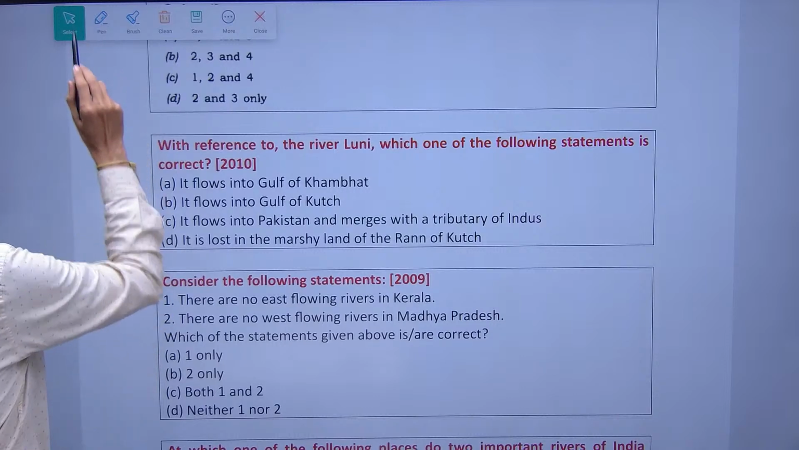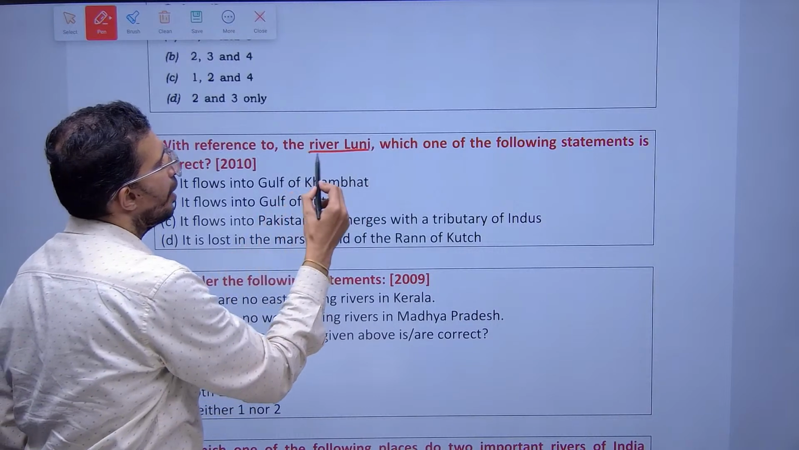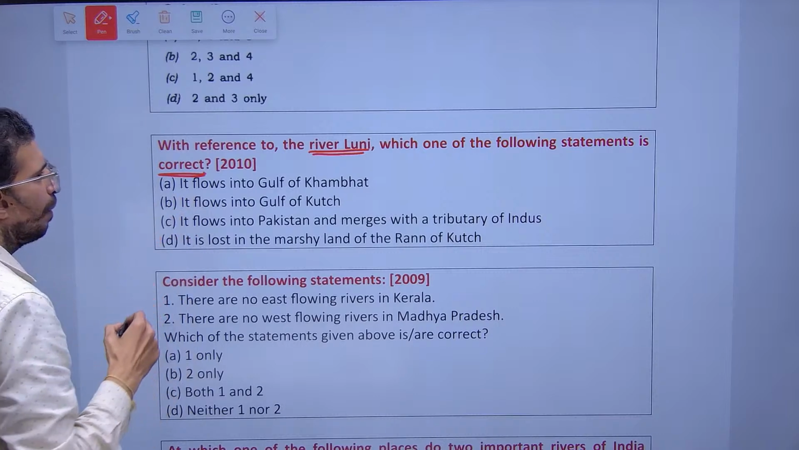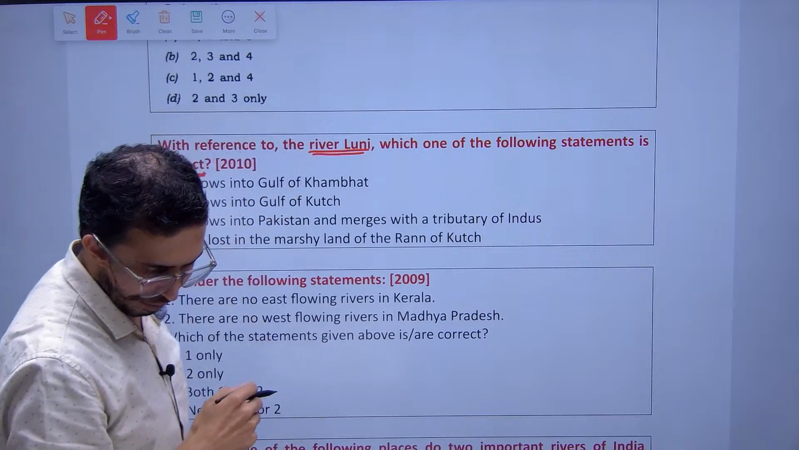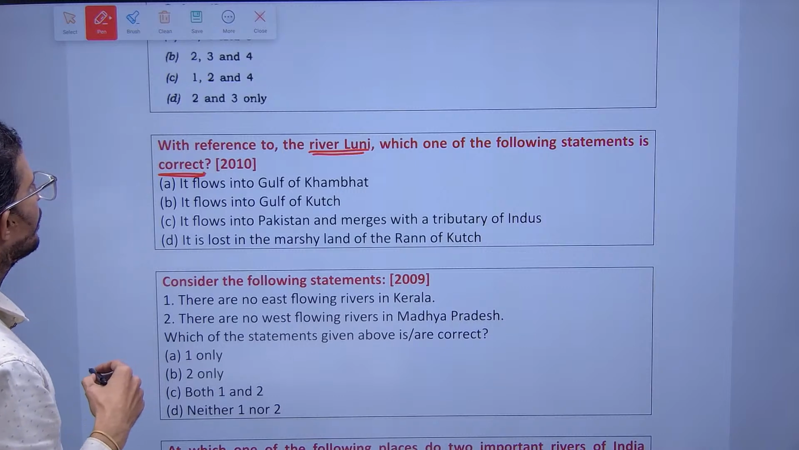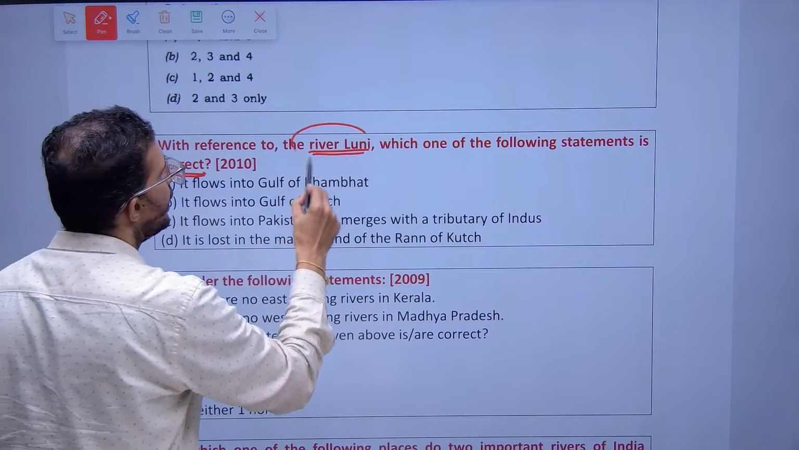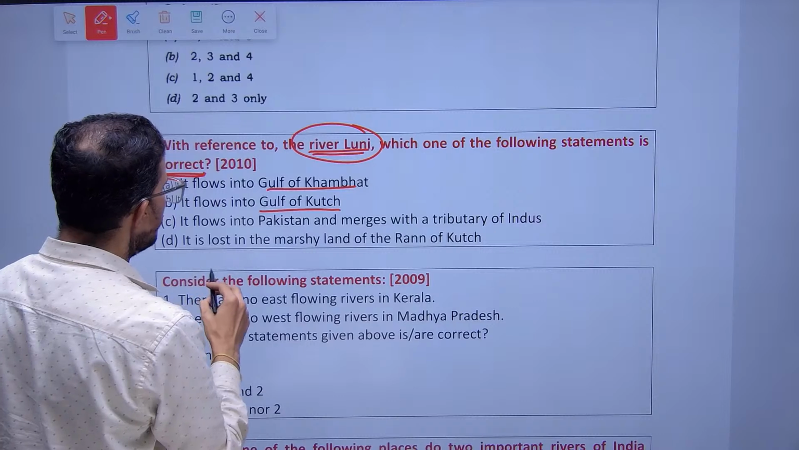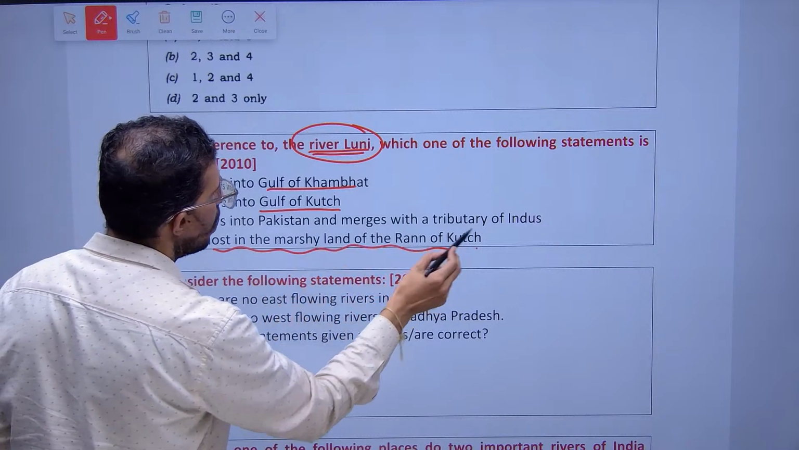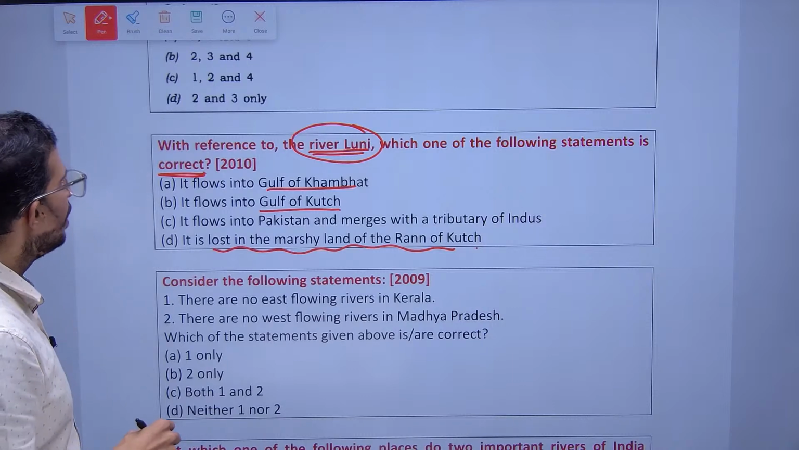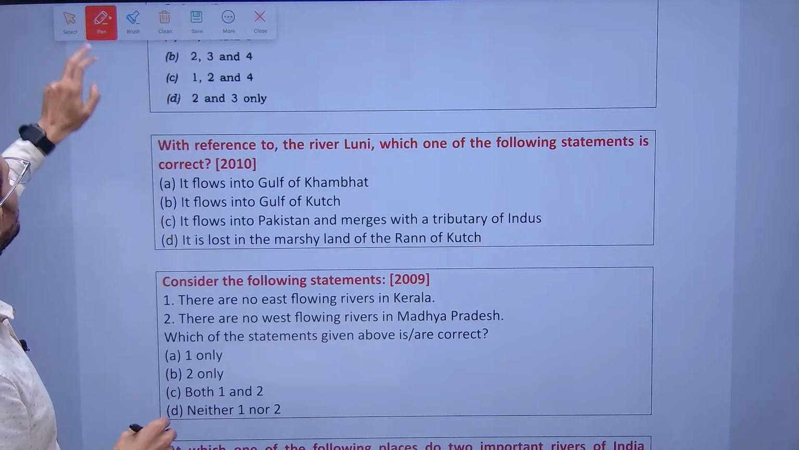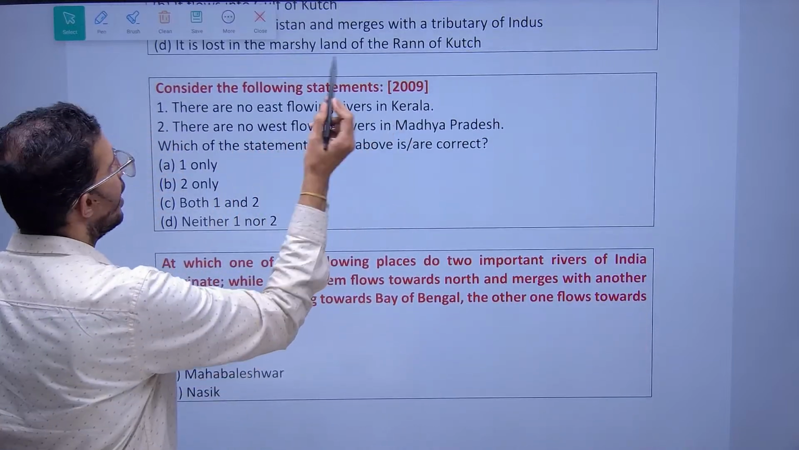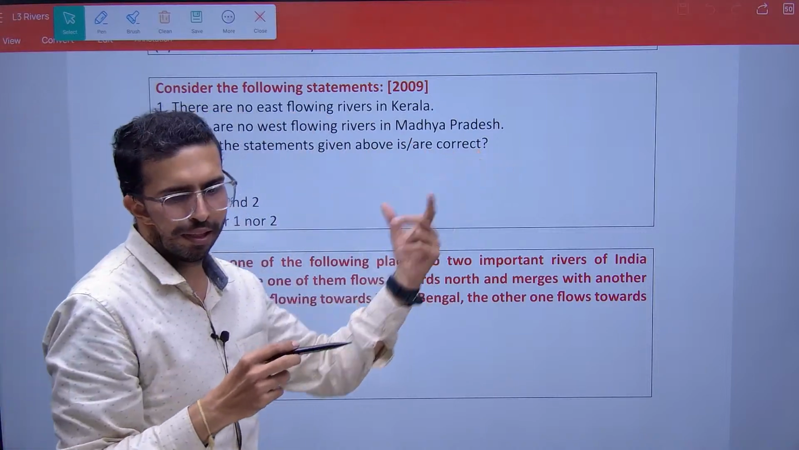Then next question, with reference to the river Luni, which one of the following statements is correct? Yes, river Luni. It flows into the Gulf of Khambat, it flows into the Gulf of Kutch, it is lost into the land of Rann of Kutch. Then the next question: consider the following statements. There are no east flowing rivers in Kerala, there are no west flowing rivers in Madhya Pradesh. True or false?